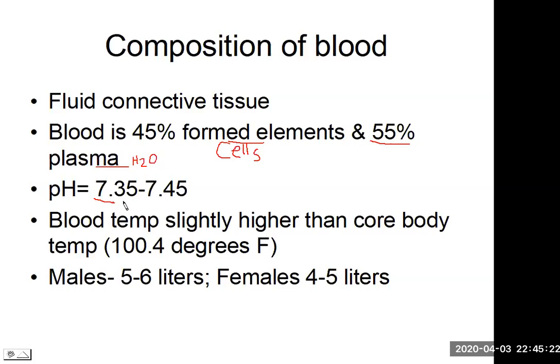We see the pH range for blood, and as we just mentioned earlier, slightly higher than our average body temperature, that 98.6 degrees, whereas blood, again, is slightly warmer. So as blood circulates, especially closer to the superficial areas of our skin, it's bringing that increased warmth.